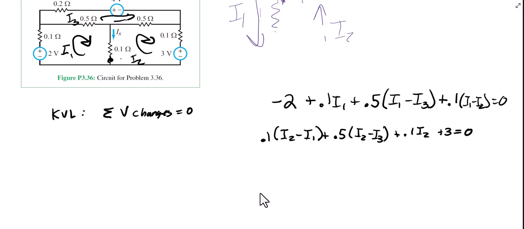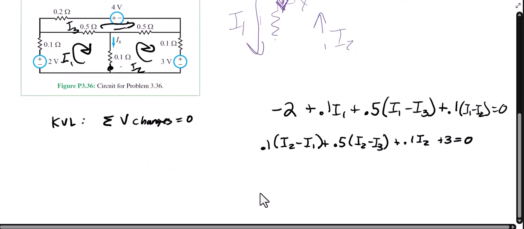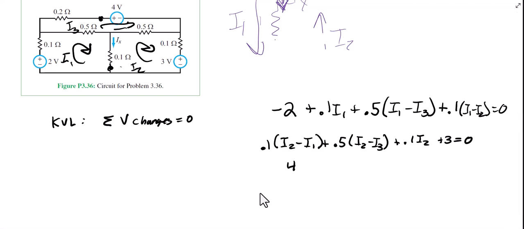And then our last loop, I will start right here at the top going into the 4-volt voltage source, so that'll be plus 4 plus 0.5 I3 minus I2 plus 0.5 I3 minus I1 plus 0.2 I3 equals 0.